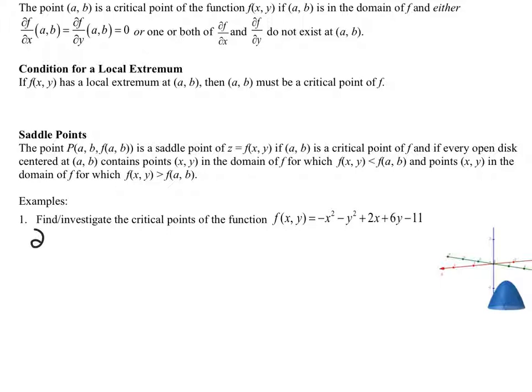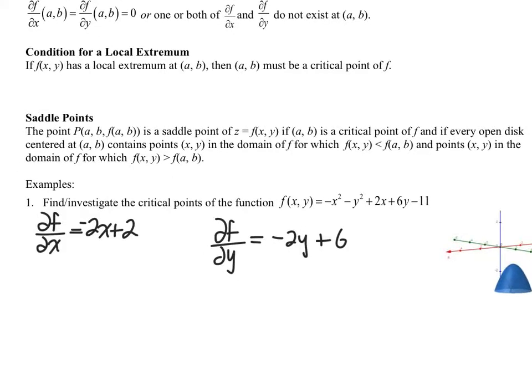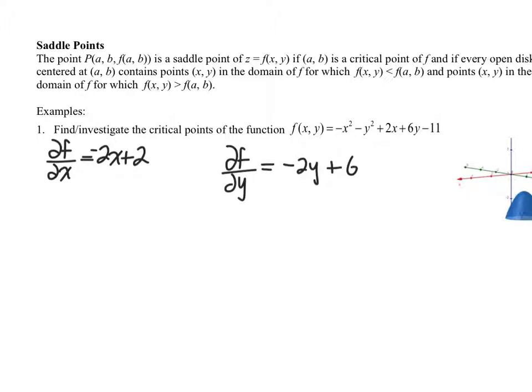So partial f with respect to x, it's going to be negative 2x plus 2. Partial f with respect to y is negative 2y plus 6. All right.